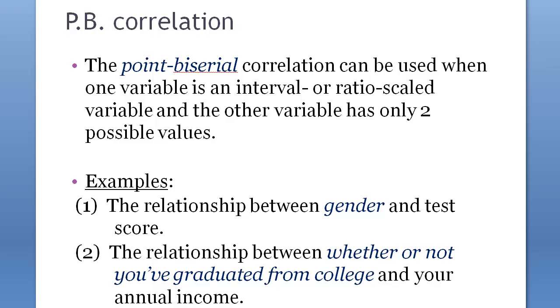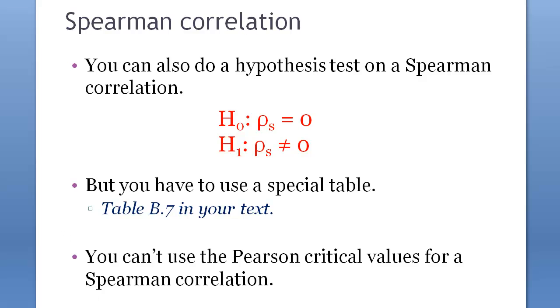The point biserial correlation can be used when one variable is an interval or ratio scale variable and the other variable has only two possible values. Oh, yeah. I can't find a table, but you get the critical value and you do it the same way.